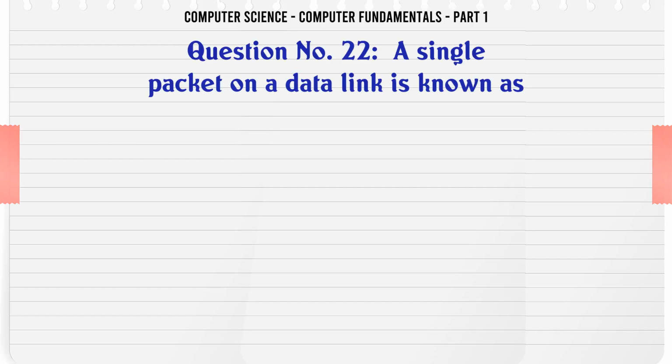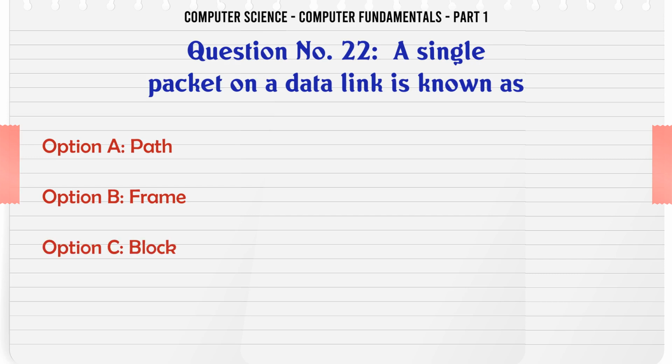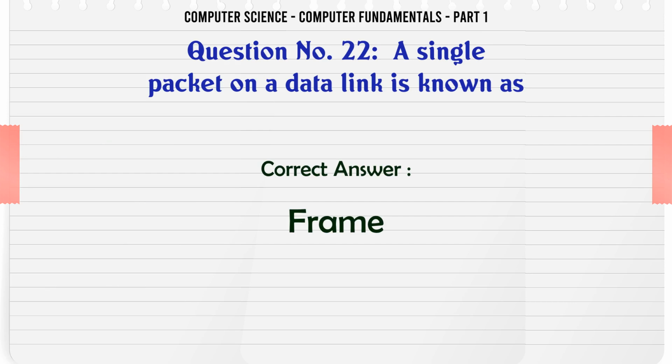A single packet on a data link is known as A. Path, B. Frame, C. Block, D. Group. The correct answer is frame.